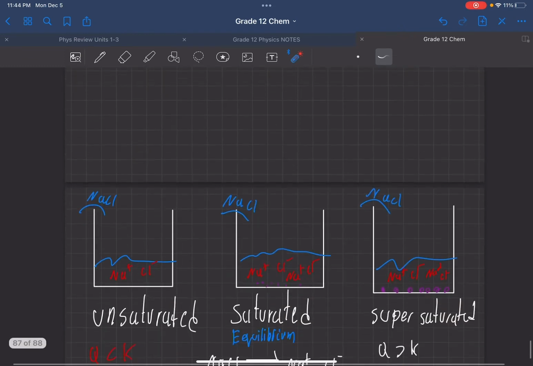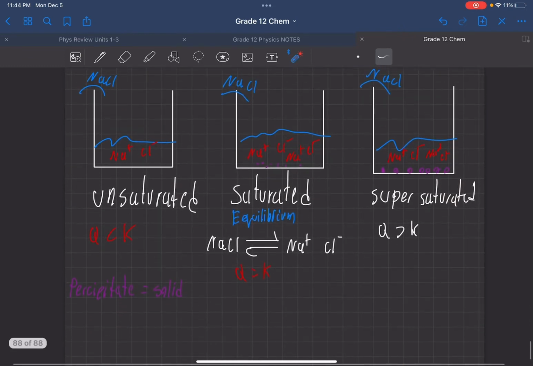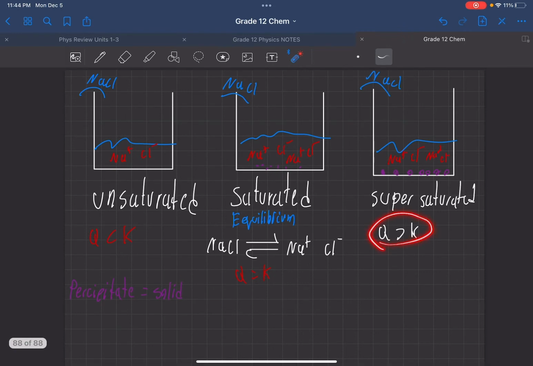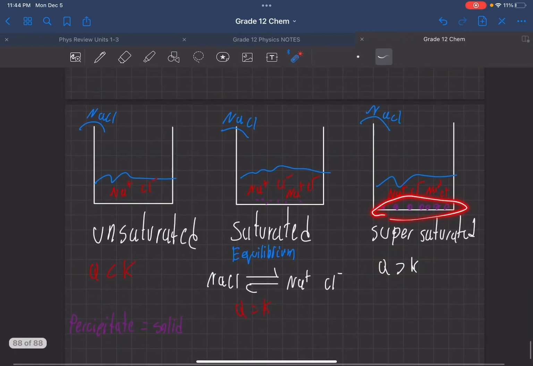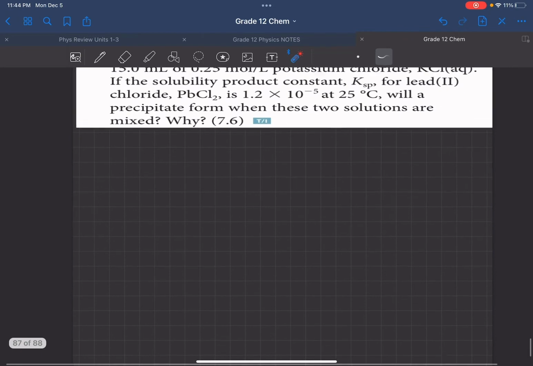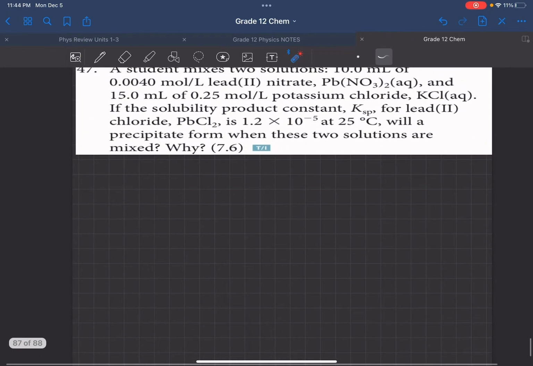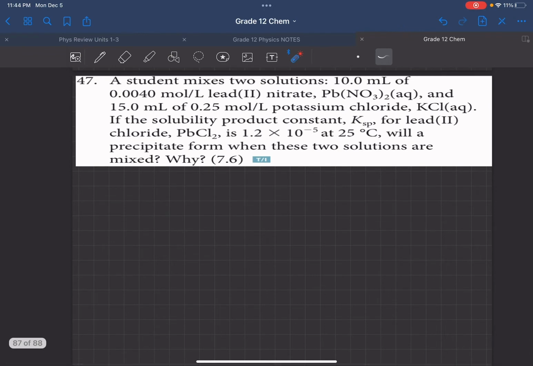Well, if you remember from the previous explanation, when Qsp is greater than K, a precipitate will form. And Qsp is taken at any point in the reaction, where K is taken at equilibrium. So we're going to solve for Qsp. So let me just write, if Qsp is greater than Ksp, a precipitate will form. So how are we going to find Qsp?